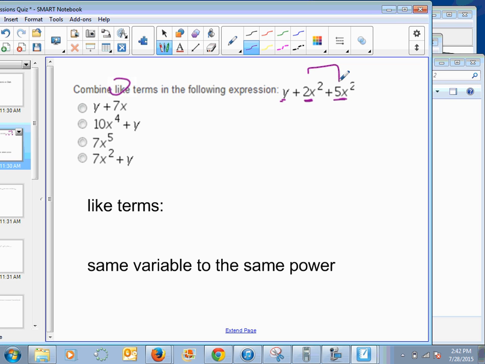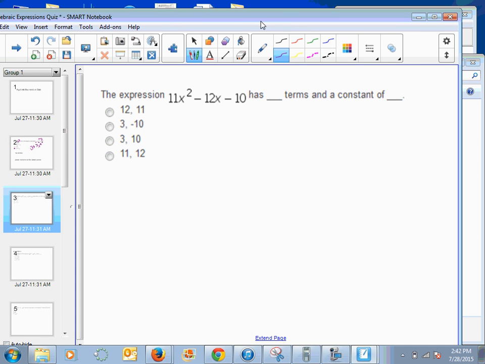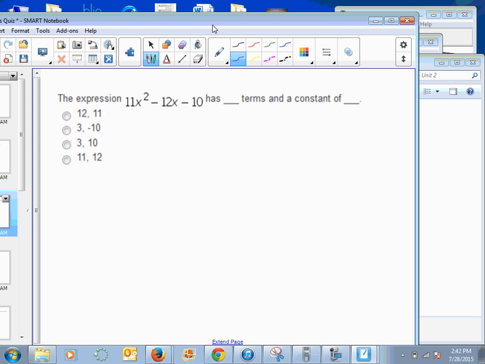All right, so we combine those. You can put those together. If we just do the 2 and the 5, that means you've got y plus 7x squared. Typically you want to write things in alphabetical order, so I'm going to rearrange that a little bit, make it 7x squared plus y. So, like terms.